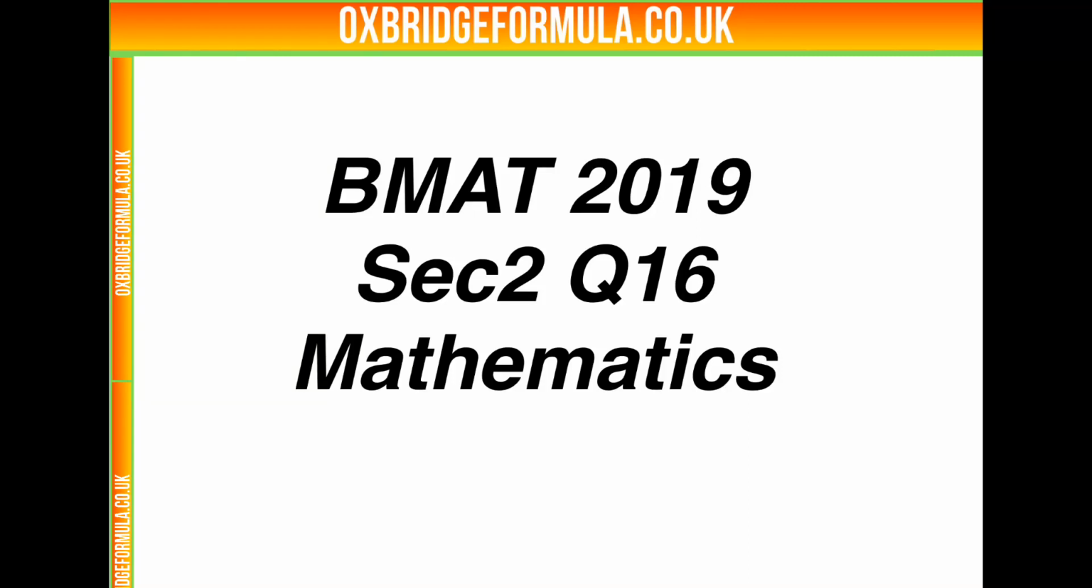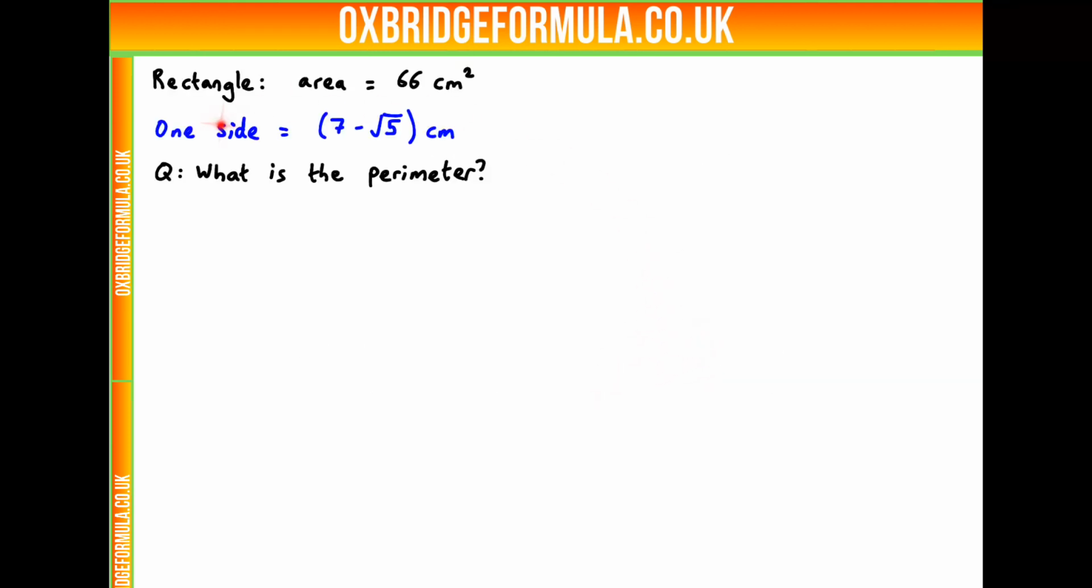This is question 16 on maths from section 2 of the 2019 BMAT. So we're told that a rectangle has an area of 66 centimetres squared and that one of its sides is 7 minus root 5 centimetres. Therefore, based on this information, what is the perimeter of this rectangle?